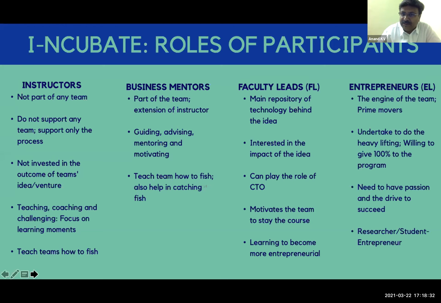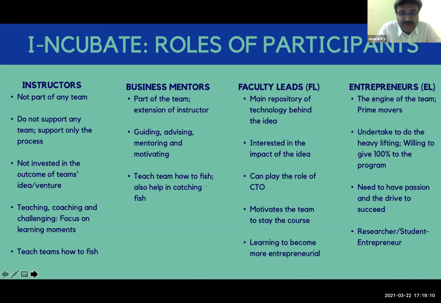And finally, the entrepreneurial lead, who are the research scholars and students and people who are going to take the venture forward. They are the engine of the team, and they are the ones who will be taking the startup into the market. And there's a lot of work that the team needs to do. So we at least advise the teams that they should be prepared to spend at least 8 to 10 hours a day while they are going through this 8 weeks program. At least, could be more.